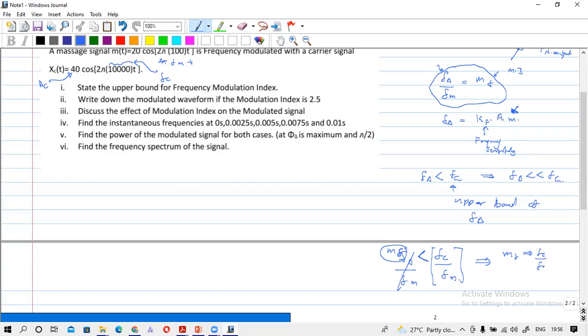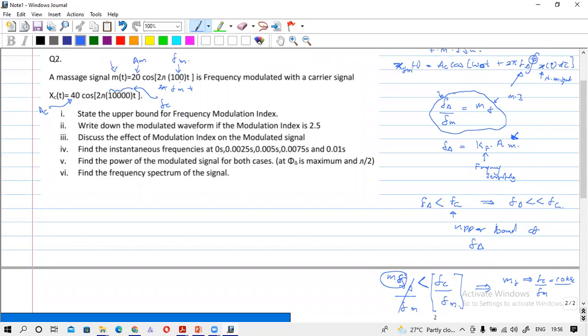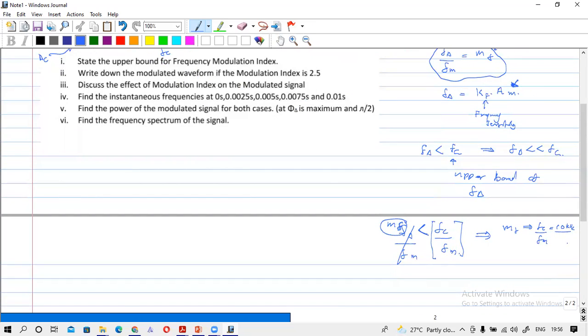Okay, so here we have FC 10,000, that means 10 kilohertz, and we have 100 hertz FM, that means 0.1 kilohertz. So the upper bound for the frequency modulation index is 10 by 0.1, that is 100. So this is the upper bound. Okay.